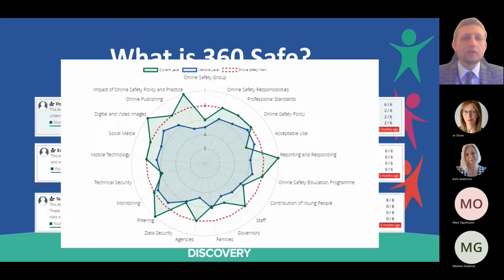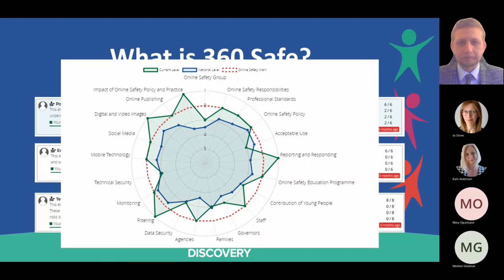So looking at it, what is 360 Safe? I wanted to pinpoint what it actually does. What it allows you to do is look at many different aspects of online safety, look at where you sit within them and highlight some of your strengths, maybe some of your development areas, and what that looks like. So I thought I'd go through some of the key features of what the tool looks like.